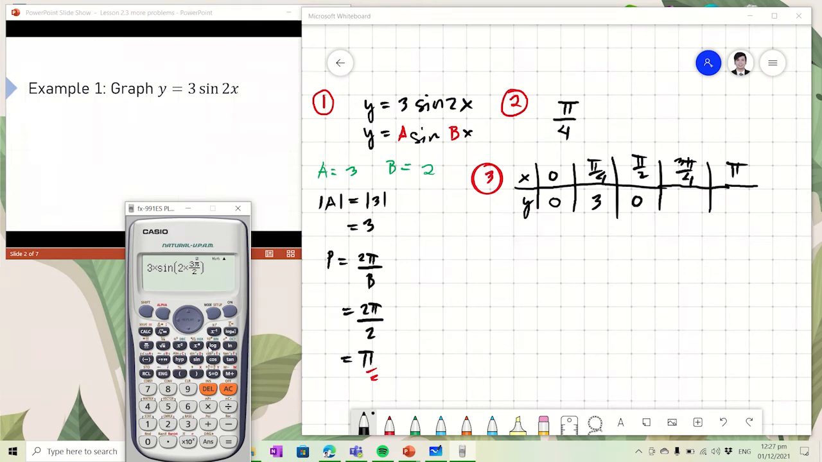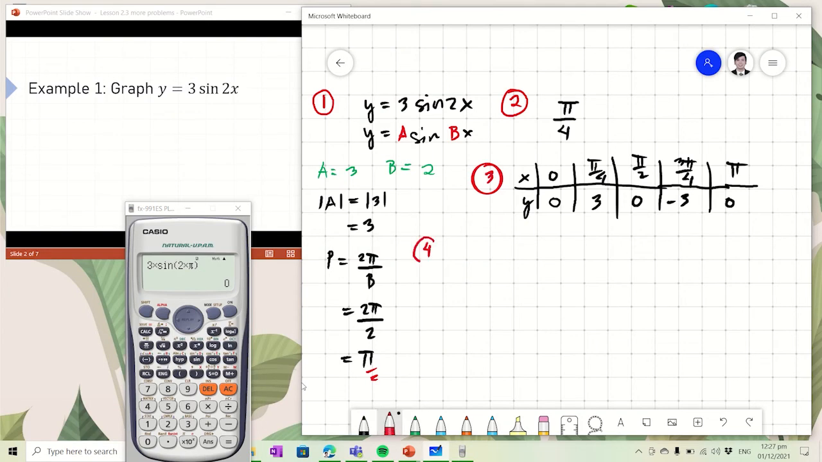But sige lang, gamit pa rin tayo ng calculator. So that's a 4 in the denominator. So magiging negative 3. And then, kapag pi na lang yung natira, shift times 10 to the power of x. So you'll have pi in the calculator and you'll get 0. And then now you can proceed to step 4.